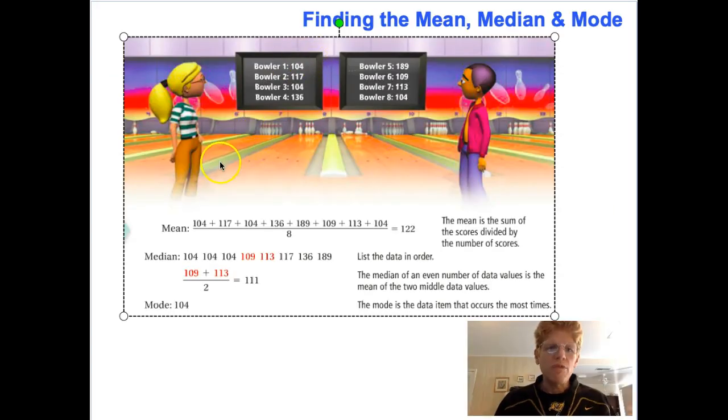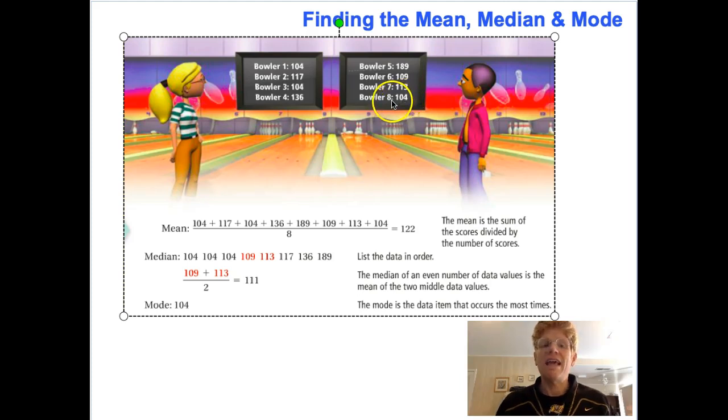So just to quickly review, calculating the mean, you add them all up, you count how many there are, 1, 2, 3, 4, 5, 6, 7, 8, and then you divide by that total number, and that gives you your mean or your average. For the median, we put all the numbers in order and find the middle number. If there are 2 of them, then we add those 2 together and divide by 2. And finally, the mode, we just count up the ones that occur the most, right? In this case, our mode looks like 104 because there are 3 occurrences.